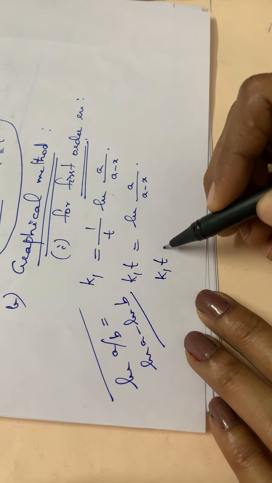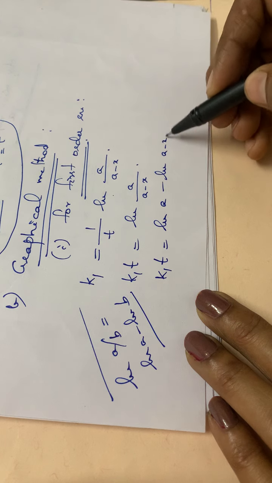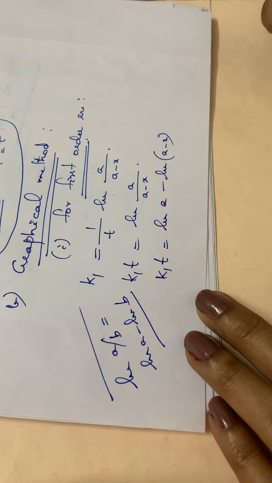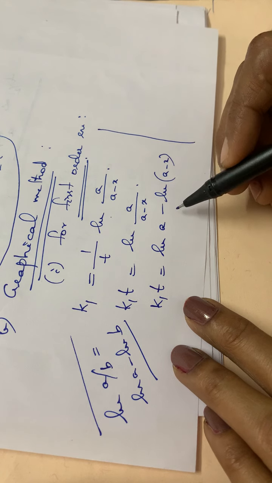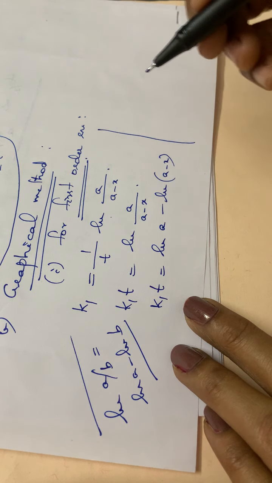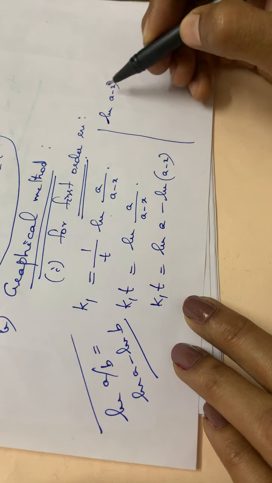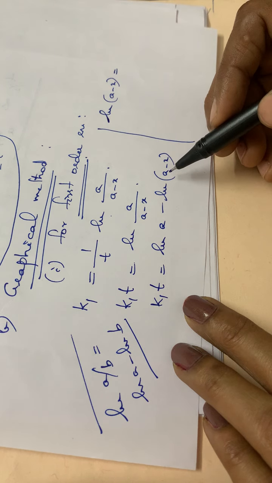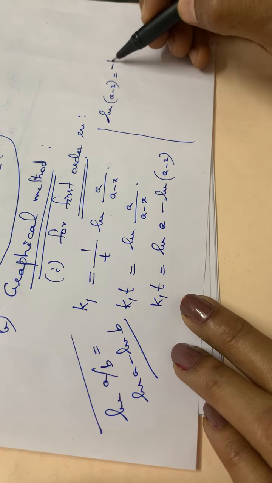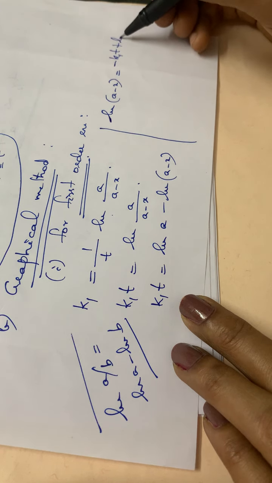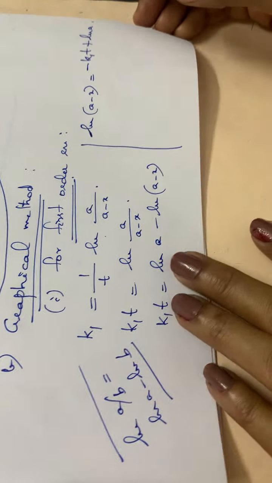So K1T is equal to ln A minus ln (A minus x). Then again you have to rearrange this equation. ln (A minus x) will be equal to minus K1T plus ln A, isn't it?